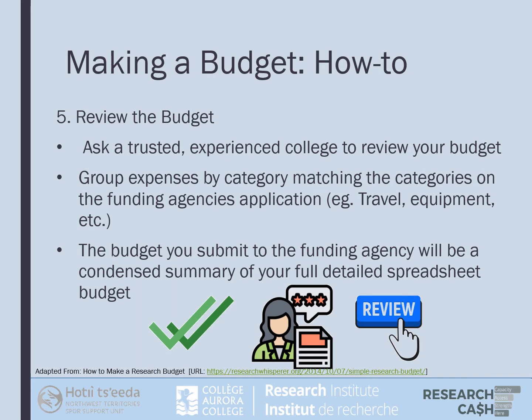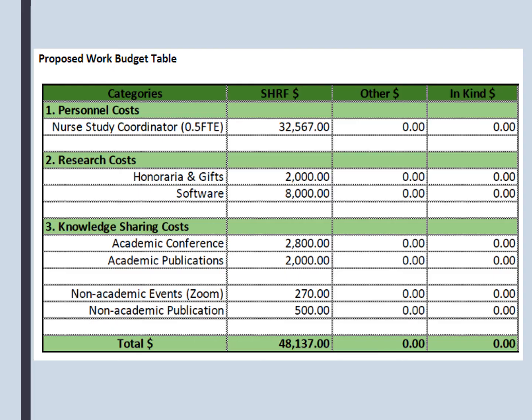Before we move on, let's take a look at some of the completed research budgets that we can use as examples. So this is a budget from an application to the Saskatchewan Health Research Fund. The application is asking for a total of $48,137, with 100% of the cost to be covered by SHRF. There it is.